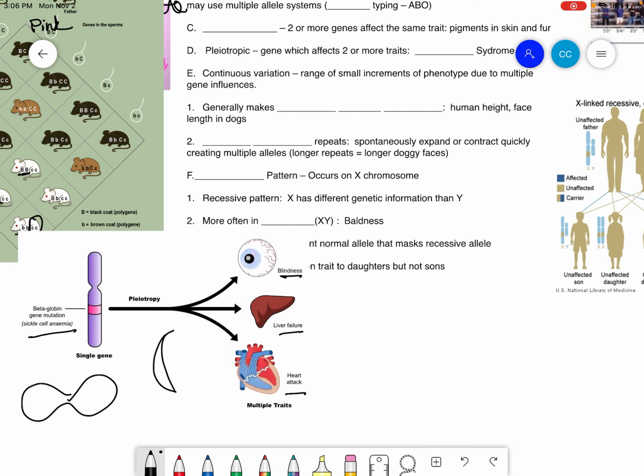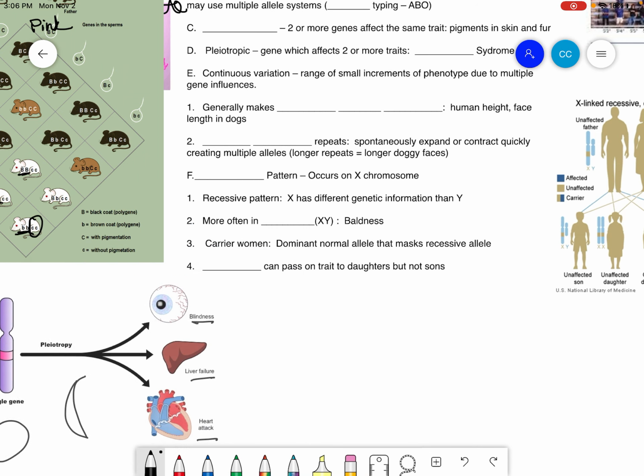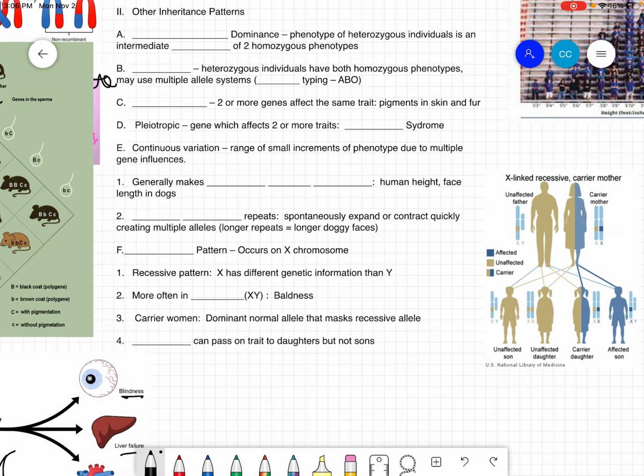So sickle cell anemia can cause all kinds of other trait issues, not simply just the shape of your red blood cells and your ability to carry oxygen in those.